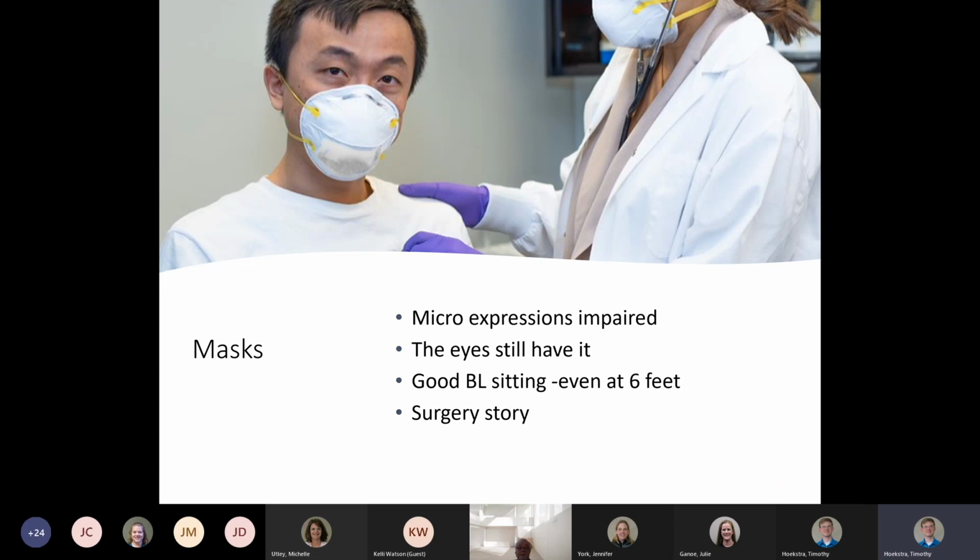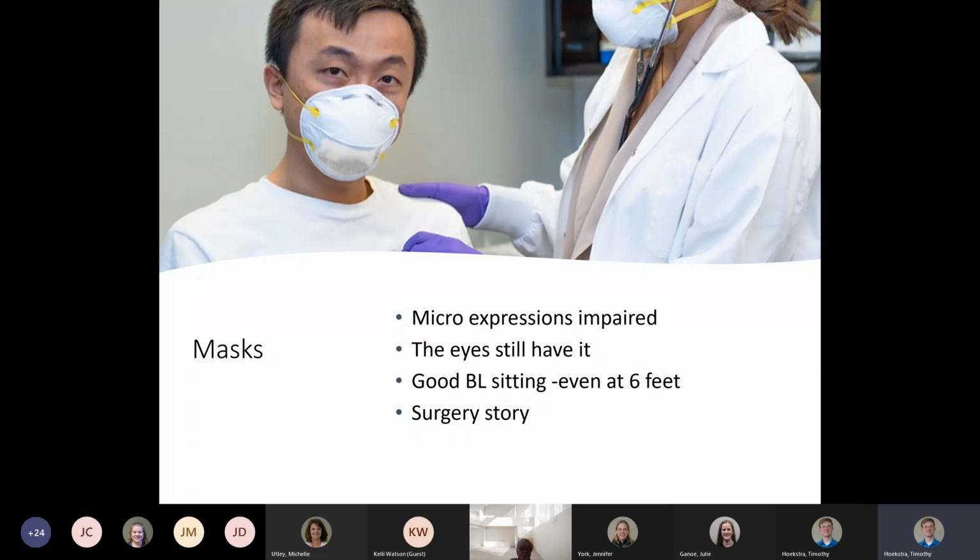Now, there's no place to put this in that's convenient, but let's just talk about masks for a minute. So some of this stuff, I'm sure you already said it, it's like, well, yeah, but they all got masks on. So micro expressions, that look of shame that the governor had, is impaired with this. But the eyes are still there, and there's still body language going on.